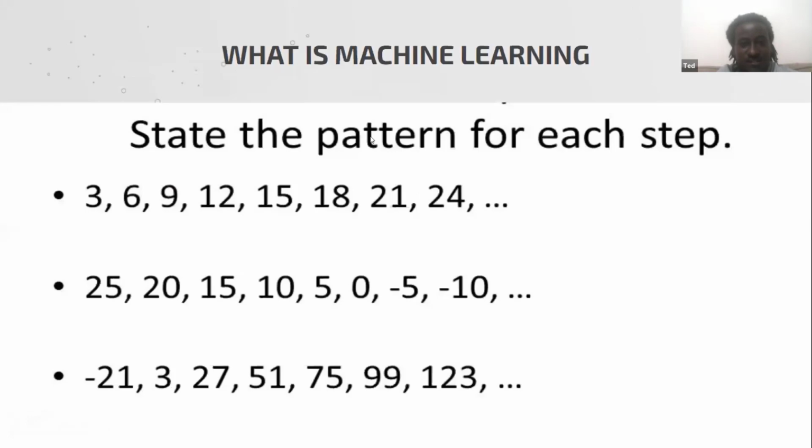So what is machine learning? I would like anyone, if you could unmute yourself. I don't know if I can access the chat box while sharing the screen. But if you can unmute yourself and tell me the answer for the first pattern. The first one, I think you add 3 for each number. It's like 3 plus 3 gives us 6, 6 plus 3 gives us 9, and so on. The second one, we take off 5. Like 25 minus 5, we get 20, and so on.